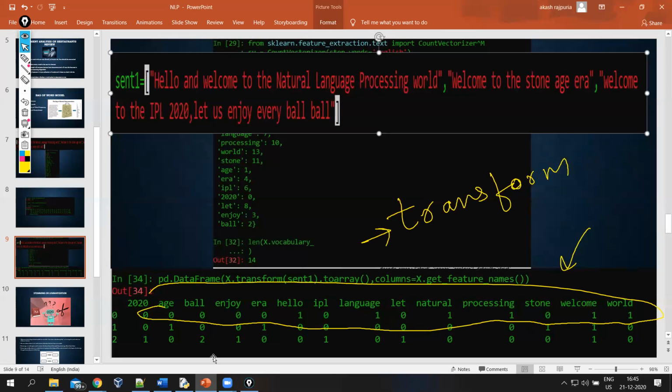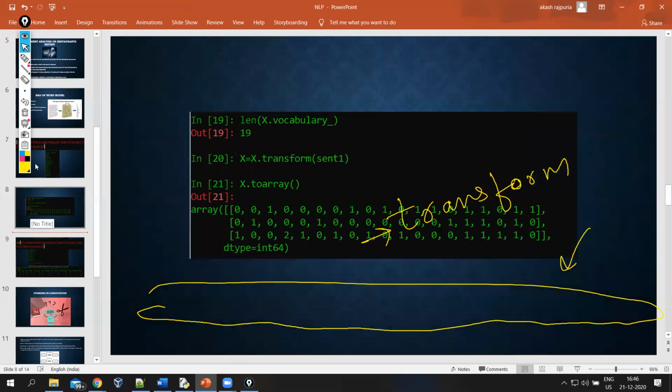I hope everything is clear to you. In the same way, I have created a corpus with the pre-processing. This sent one is our corpus that we have given to the bag of words model. For each sentence we have got some values, and these values are sent to a model to predict. So that's all about the complete natural language processing step.